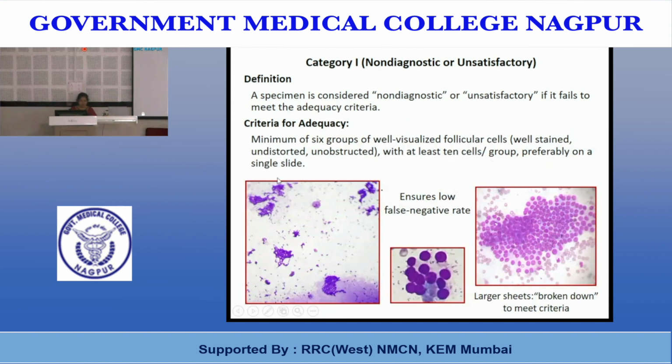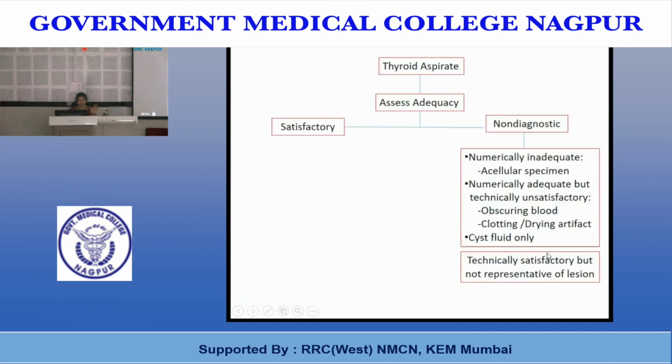Now you don't have to sit and count each group that you are seeing. Here I have counted this for you all. There are about 13 cells here. So it should be well visualized, meaning it should be well stained, it should not be obscured by any material, and it should not be distorted by drying or any such artifact. And if you have a large sheet, you can break it up mentally to see whether it fits the criteria or not.